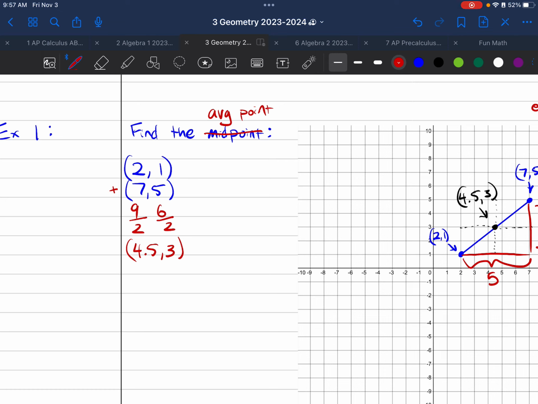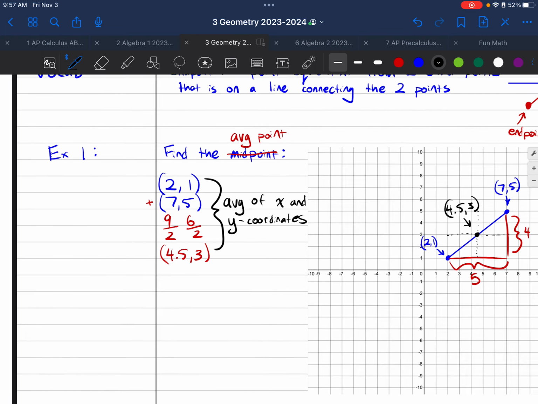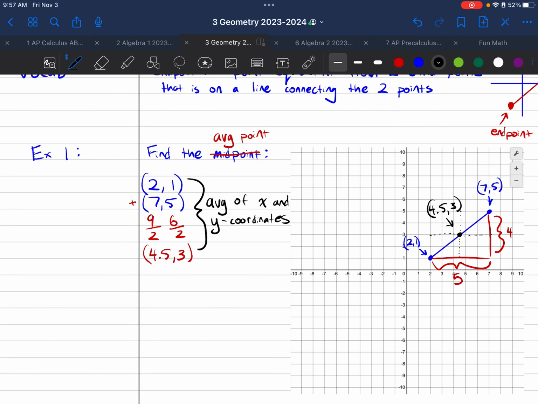So what I'm doing right here, and I'll write this down, this was the average of x and y coordinates, which essentially says you add them up and you divide them by 2. All right, so that should be able to solve the first problems.